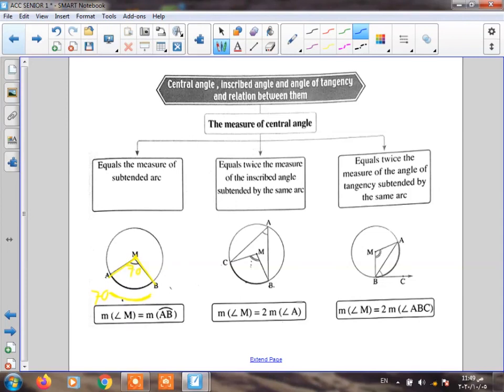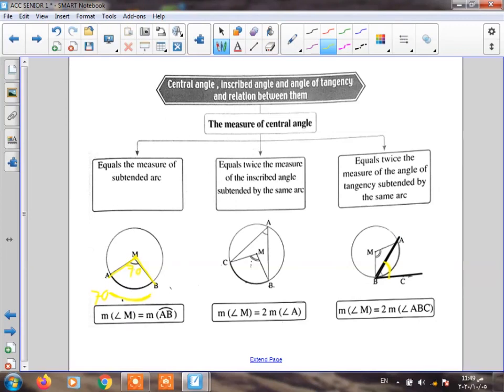And here I have a new one called the angle of tangency. What is the angle of tangency? Here I have a tangent, and here I have a chord of tangency. The angle between them is called the angle of tangency. Again, here I have a tangent and a chord of tangency, and the angle between them equals the angle of tangency.